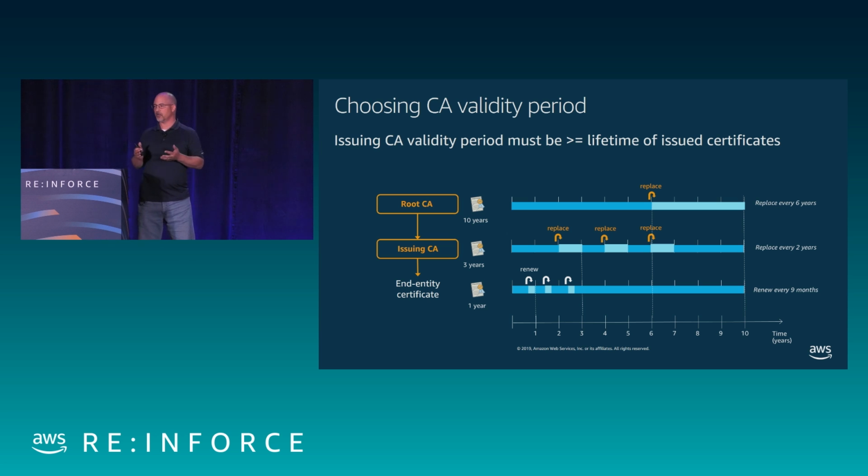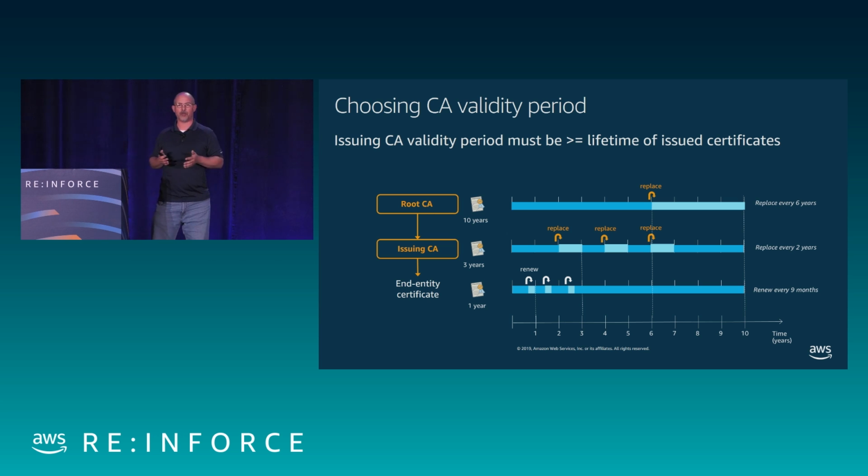You may have other factors in your environment that lead you to choose validity periods differently, but what we do is start with the end entity certificates that we're going to issue. And in this case, I have a 1-year end entity certificate, and I'm going to renew those about every 9 months, and that's shown in the diagram.